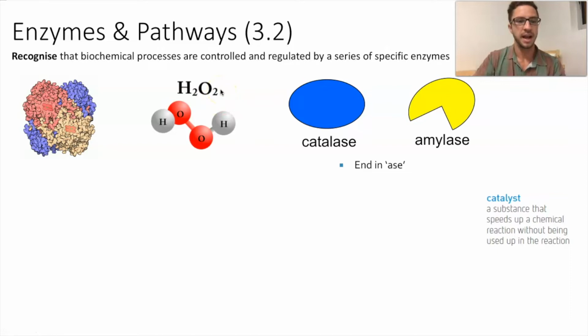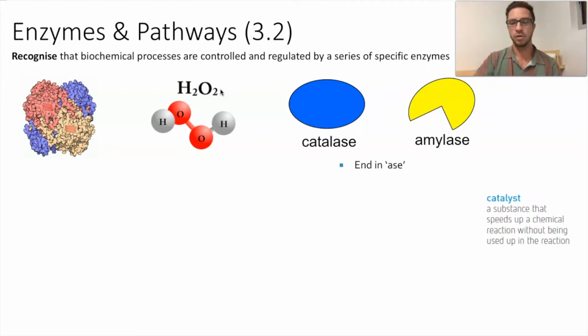It does this at an incredible rate. They believe that there's about 40 million molecules of hydrogen peroxide that go into a single catalase enzyme and are broken down into water and oxygen every second. So let's zoom out again and talk about what enzymes do.